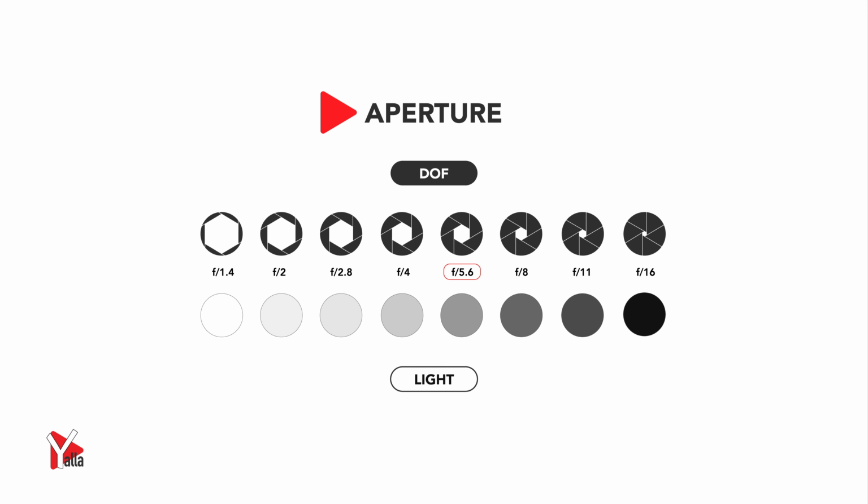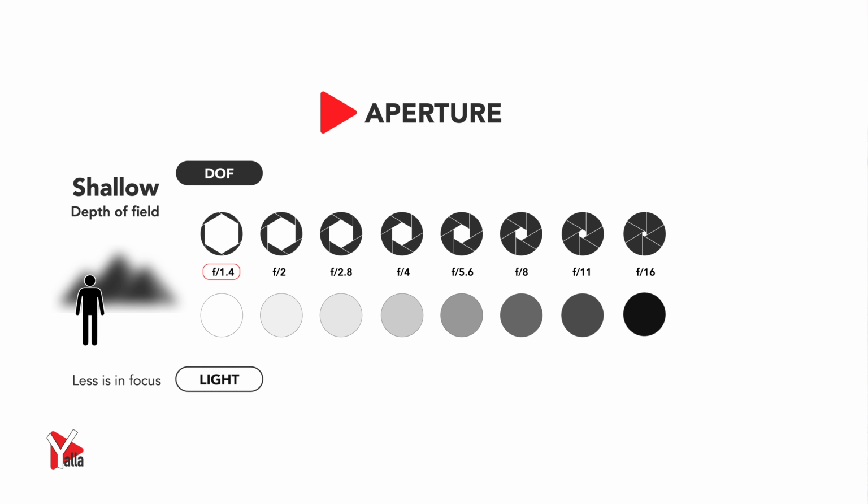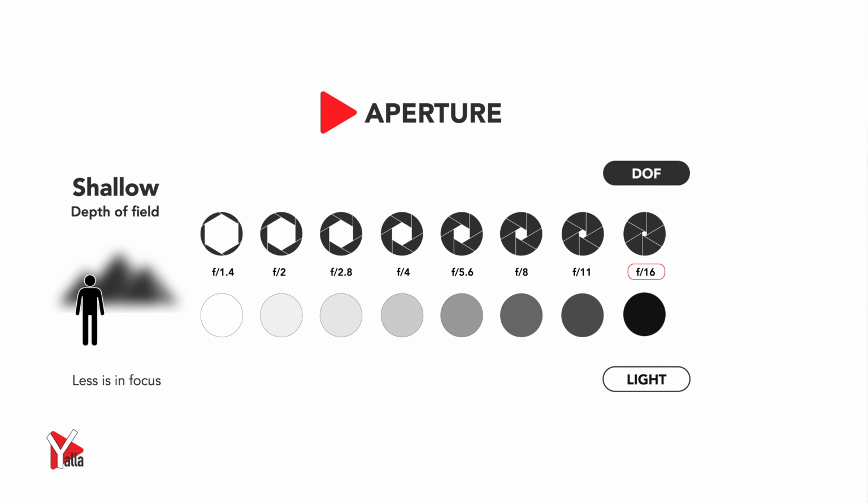The main two things controlled by aperture are light and depth of field. If the lens hole is bigger, it will allow more light inside the camera and it will give you shallow depth of field. On the other hand, if you make the lens hole smaller, it will allow less light inside the camera and will create a great depth of field.